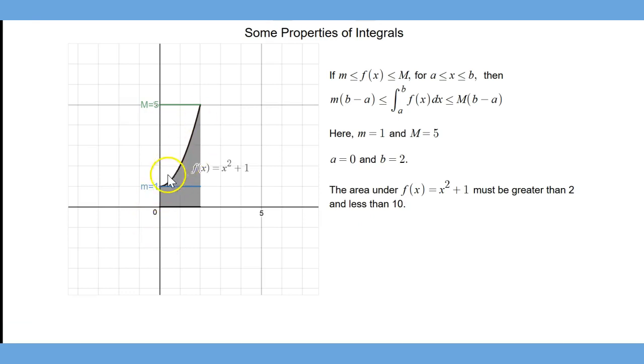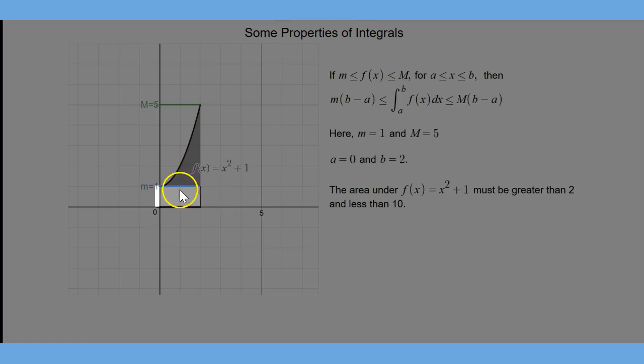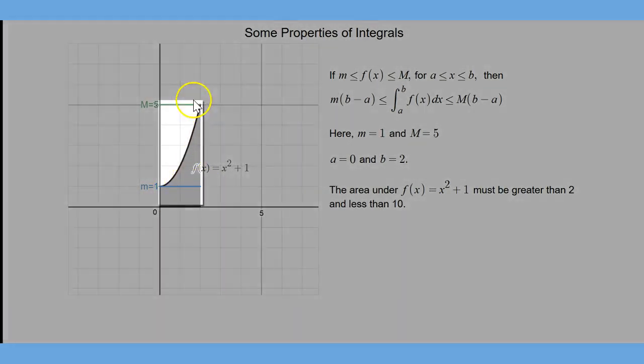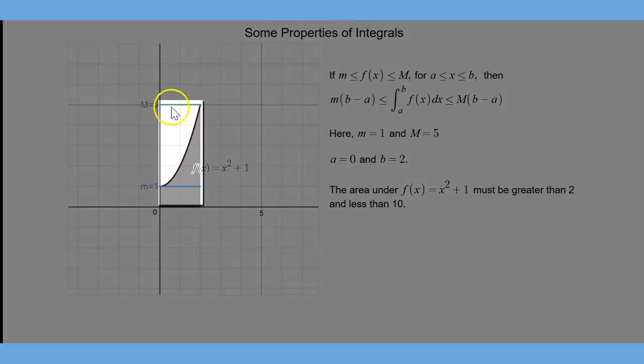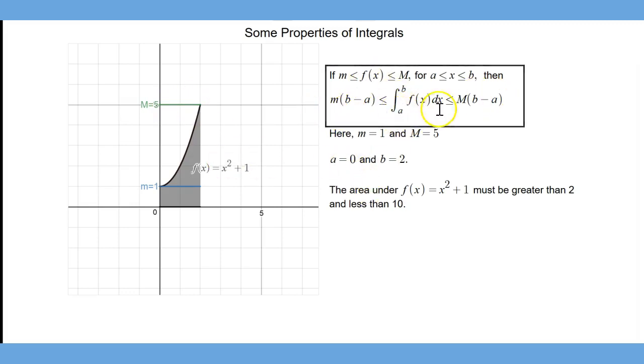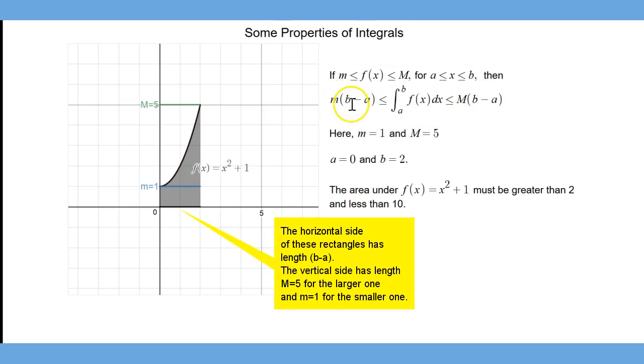And now the area under this curve is obviously going to be greater than the area under this rectangle bounded by m equals 1, and it's going to be less than the area bounded by this larger rectangle made by M equals 5. So that's why we can say that the definite integral is less than this value and greater than this value. These are just areas of rectangles.